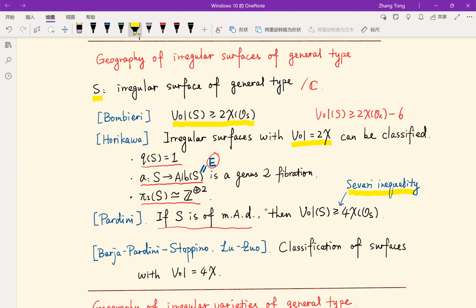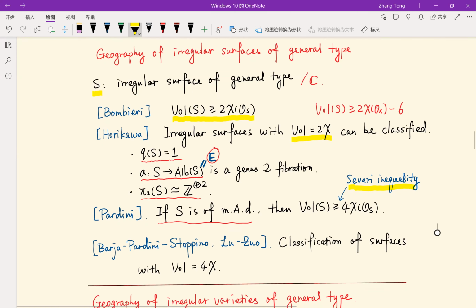Okay, so this is what we know about the geography of irregular surfaces. And the next question is, okay, you know a lot about surfaces. How about higher dimensional varieties, irregular varieties?